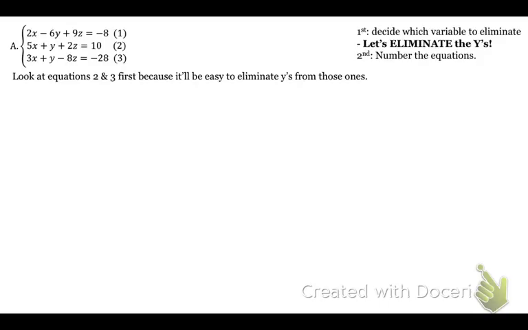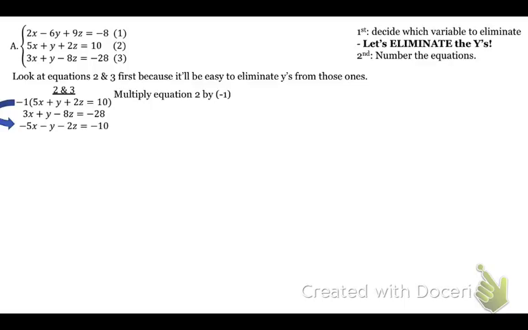Now let's look at equations 2 and 3 first, because it'll be easy to eliminate y's from those ones. So I have 5x plus y plus 2z equals 10, and 3x plus y minus 8z equals negative 28. Remember, I'm eliminating y's, and I'm going to use the elimination that I was using before with just 2 variables. And I'm going to multiply equation 2 by negative 1. So that's going to be negative 5x minus y minus 2z equals negative 10. Okay, then I'm going to add those 2 equations.